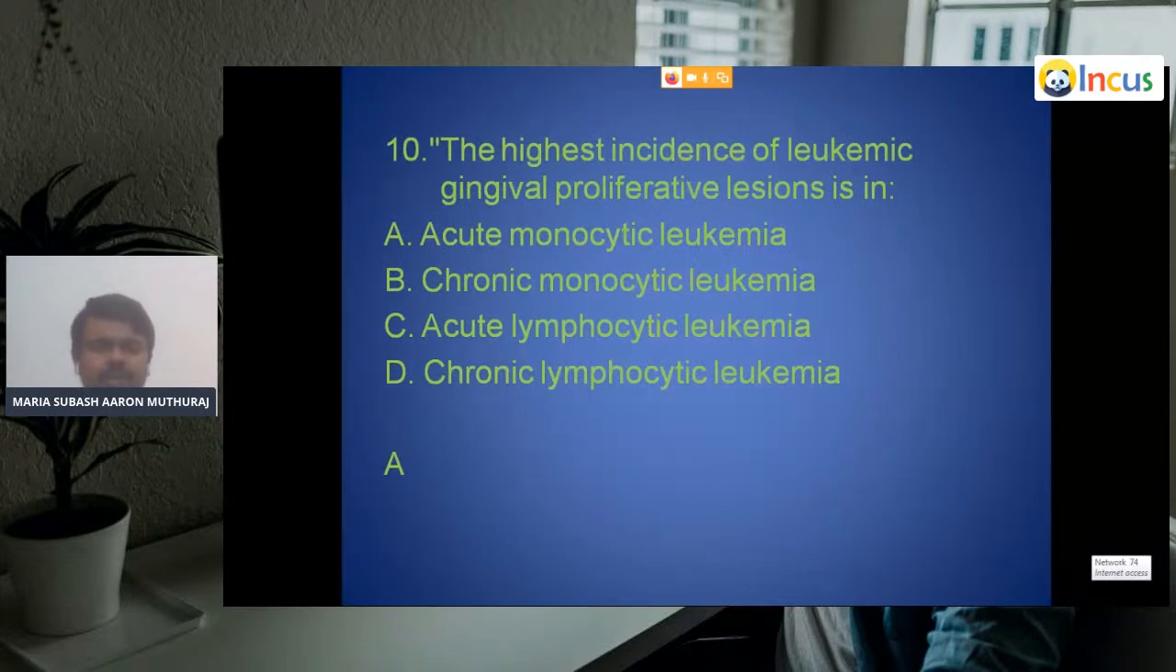In acute monocytic leukemia there will be a high incidence of leukemic proliferative lesions, followed by acute lymphocytic leukemia and chronic conditions. Acute monocytic leukemia will present with increased gingival proliferative lesions, followed by acute lymphocytic leukemia and chronic conditions.